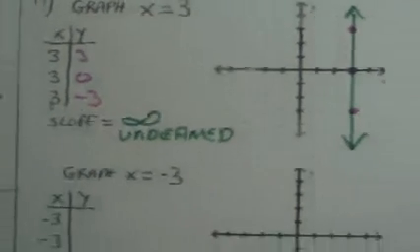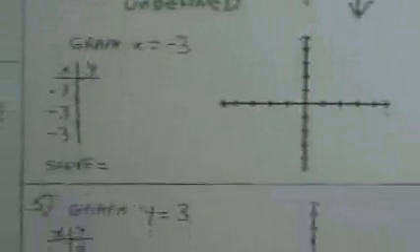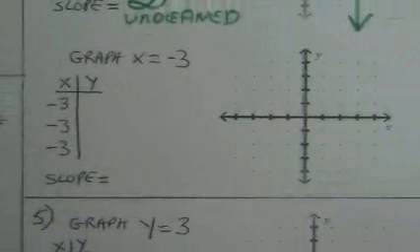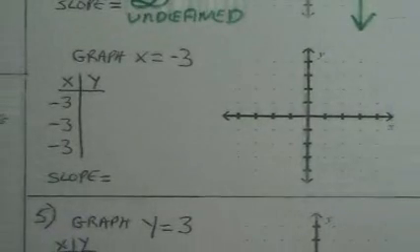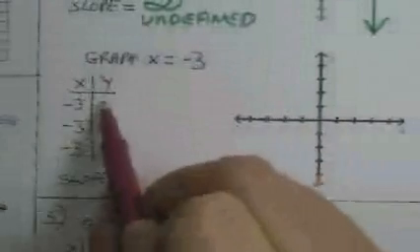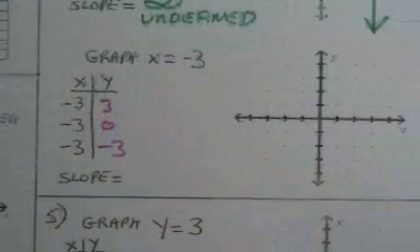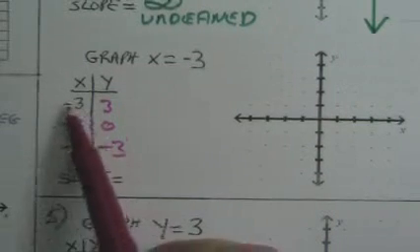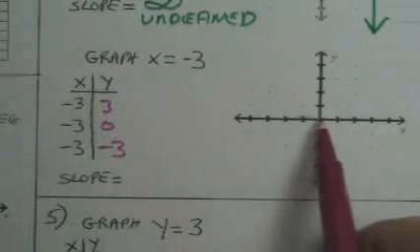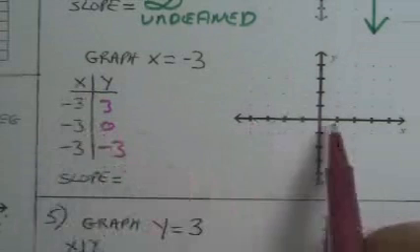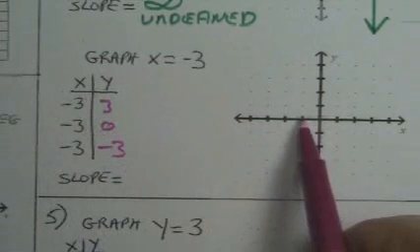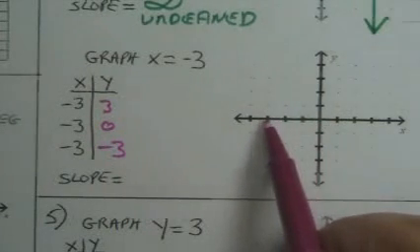Okay, let's take a look at the next one. x equals negative 3. Same situation here. It doesn't matter what, x is always negative 3. It doesn't matter what y is. If you want to use 3, 0, negative 3, doesn't matter. Let's graph it. (-3, 3). So I'm going sideways. Remember, x is always sideways. Negative 1, negative 2, negative 3, and up 3.